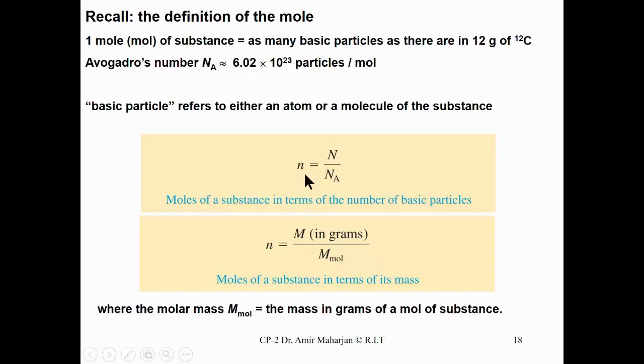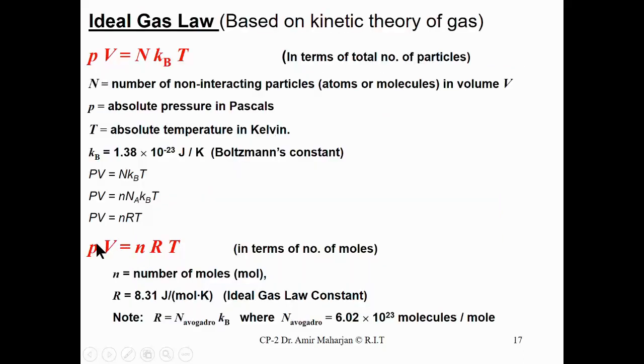So the number of moles is defined as the total number of molecules or atoms divided by this fixed number. It's called Avogadro's number, which is this. Or in terms of actual mass, the number of moles is the mass in grams divided by its molecular mass. That's how you can find the number of moles. In many problems, you will see that expressing the ideal gas law in terms of the number of moles is a lot easier compared to the number of molecules and Boltzmann constants.